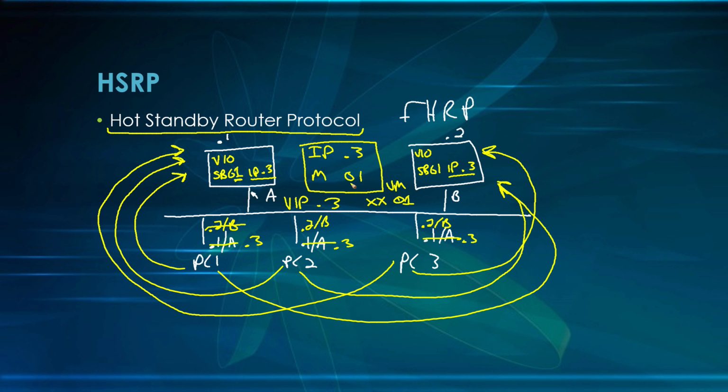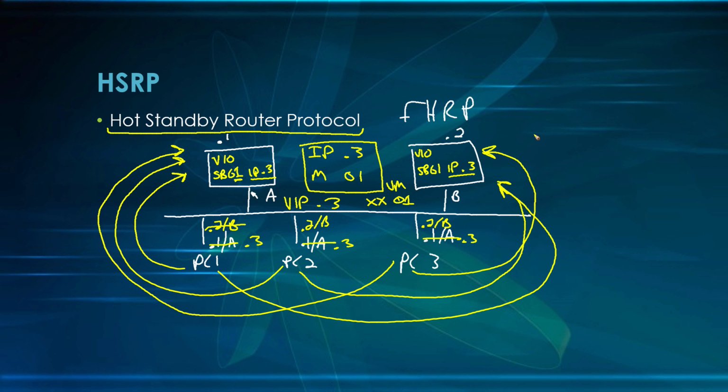So you get .3 and you get 01 as the MAC. These guys both agree on this information because they're both in standby group 1 with the IP of .3 on both sides. They communicate through link local multicast to the all routers multicast. Because of all these identical configurations, they're able to agree, and one of these two is going to become the primary. Usually the MAC address is the tiebreaker.